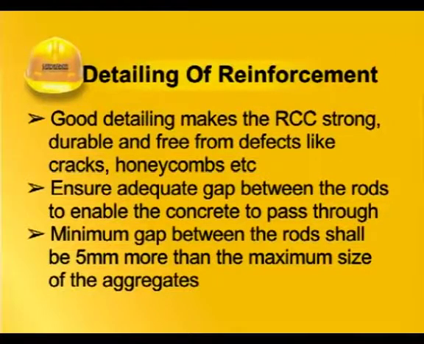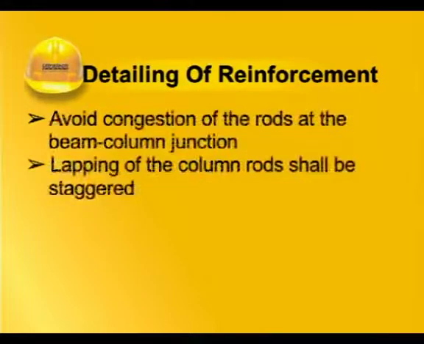Ensure adequate gap between the rods to enable the concrete to pass through. Minimum gap between the rods shall be 5 mm more than the maximum size of the aggregates. Avoid congestion of the rods at the beam column junction. Lapping of the column rods shall be staggered.